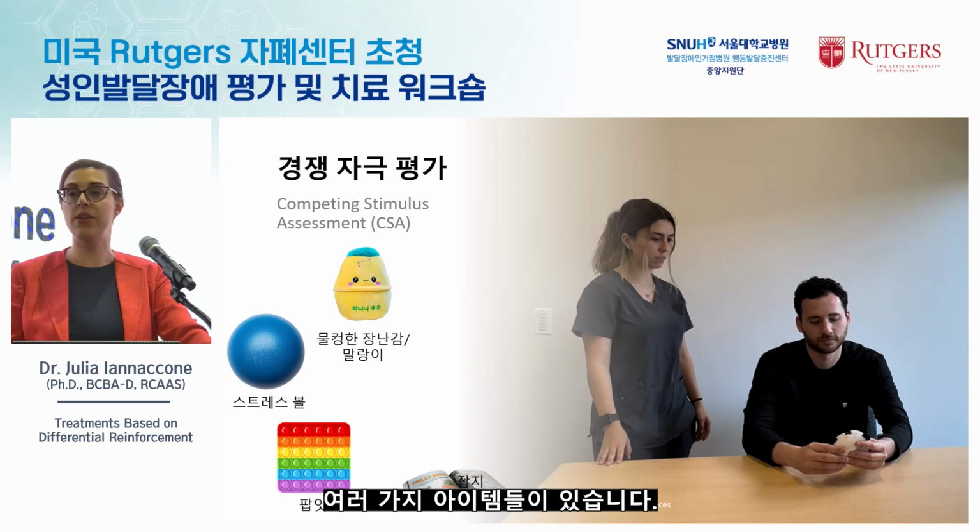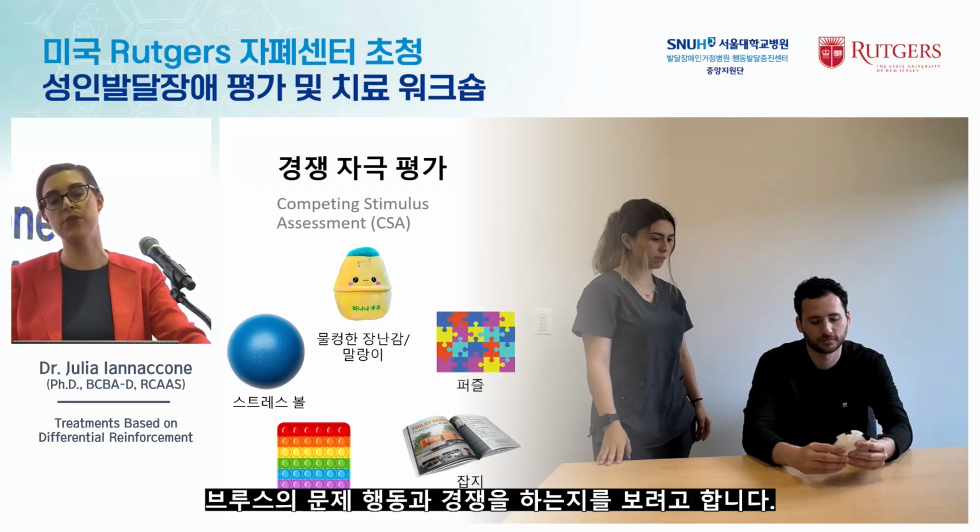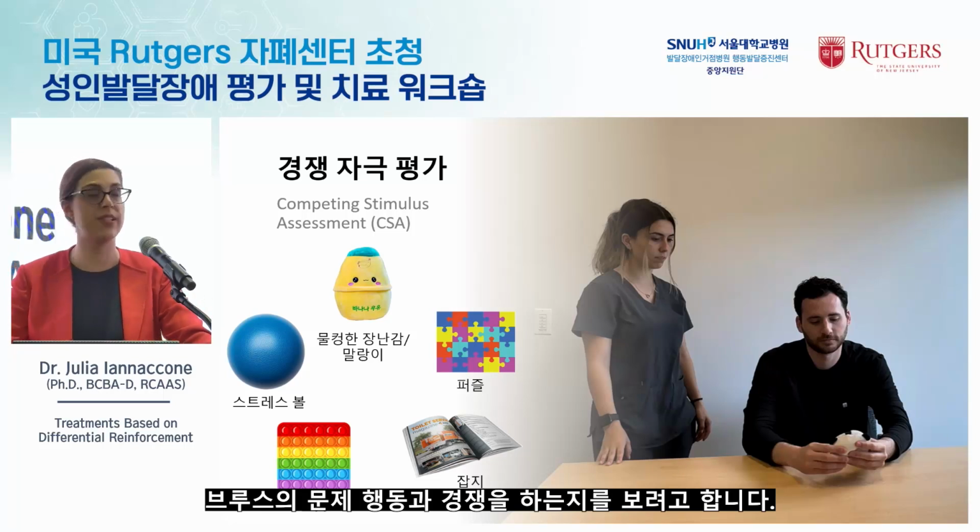So let's say we have all of these items and we're trying to see, do any of these items compete with Bruce's problem behavior? Would Bruce rather have any of these items than engage in problem behavior? So we have a stuffed animal.